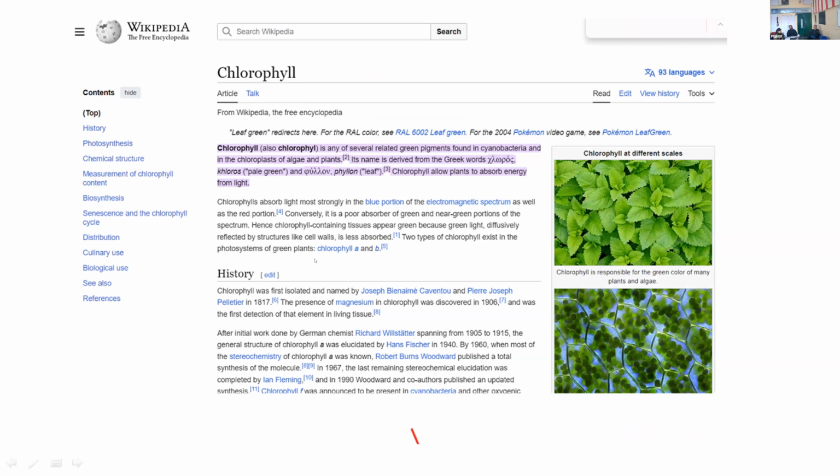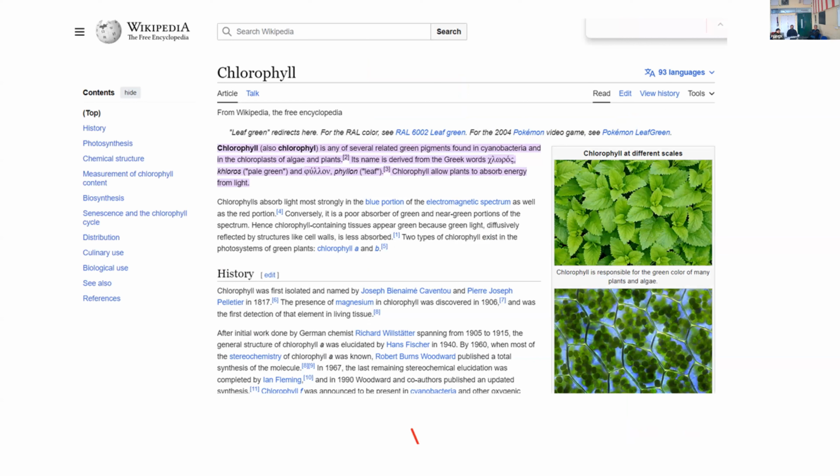All of us have known or read about chlorophyll, the plant pigment. I have just taken the image from the Wikipedia page of chlorophyll. The leaf part, the green pigment that it contains. For more than 200 years, people knew about chlorophyll and its importance.